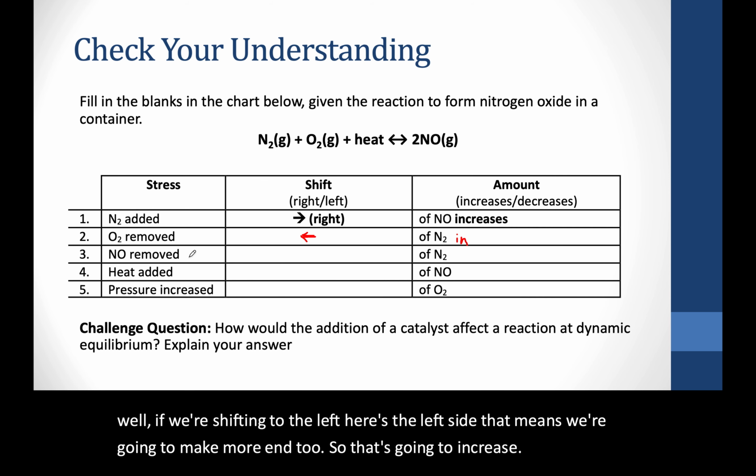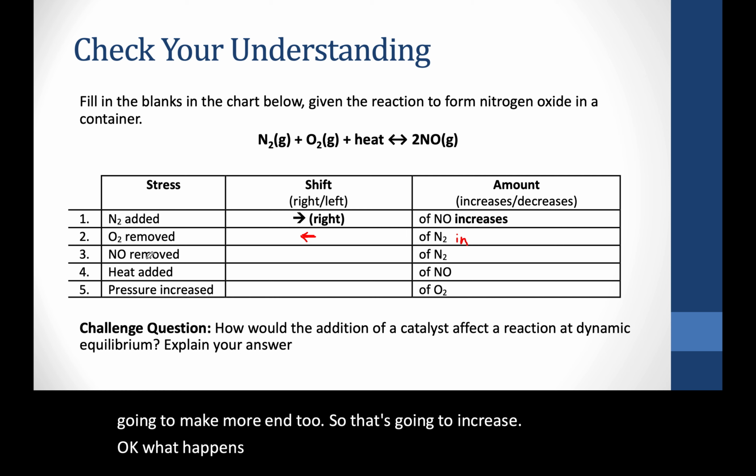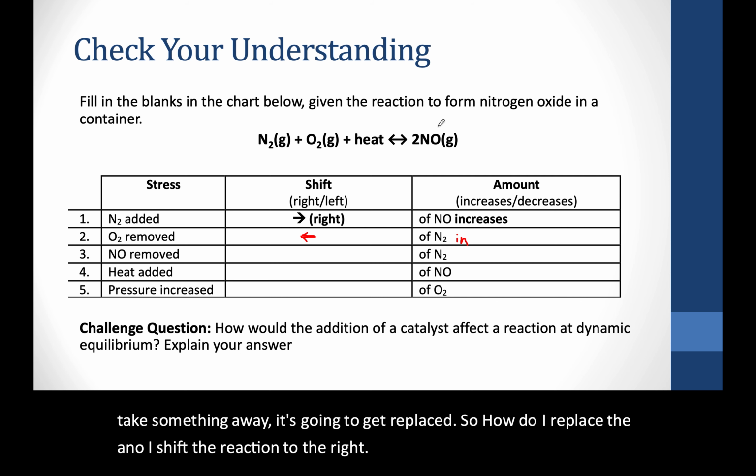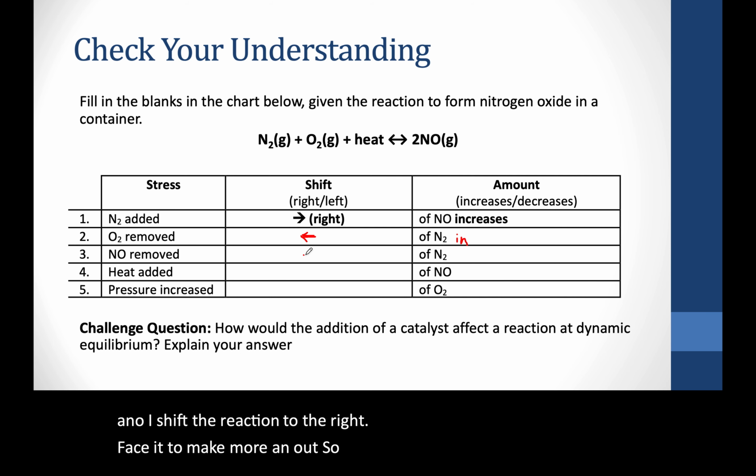Okay. What happens if NO is removed? Okay, so if I take away NO, right? If you take something away, it's going to get replaced. So how do I replace the NO? I shift the reaction to the right, okay, so to make more NO. So the reaction is going to shift to the right. Oh, almost a good arrow.